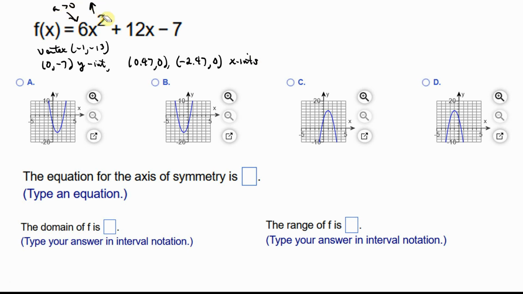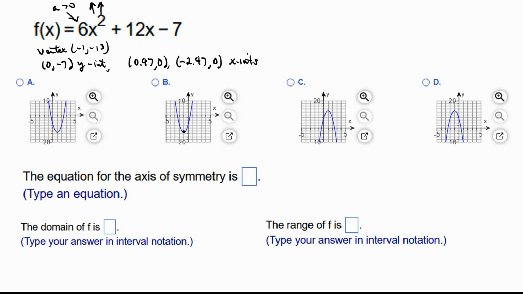So that means that the parabola is shifting upward. If it's shifting upward, the answer is going to be either A or B. You can go ahead and exclude C and D, right? Because those graphs are going down. Now let's make sure we get the right vertex. The vertex is negative 1, negative 13. So x is negative 1 and y is negative 13. That's that guy right there, B, the vertex is over here at negative 1 comma negative 13.